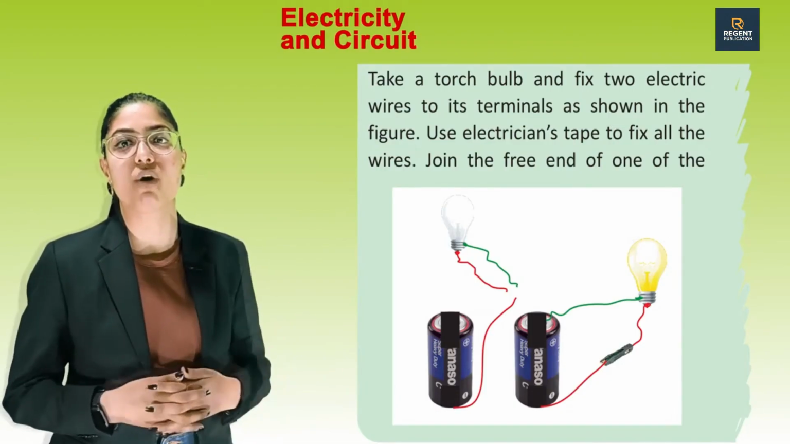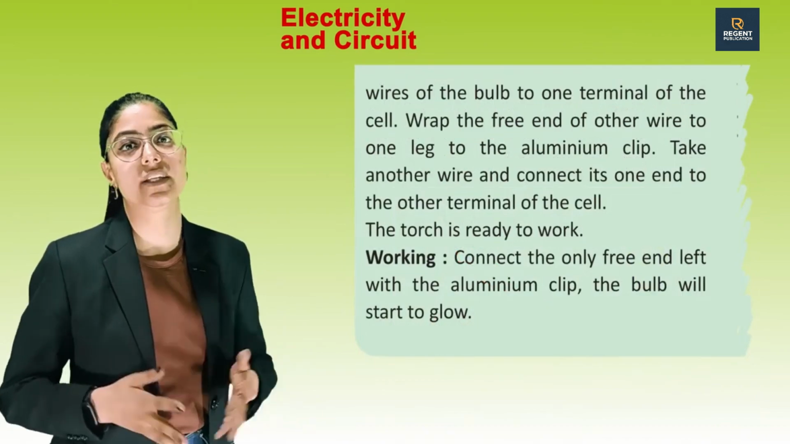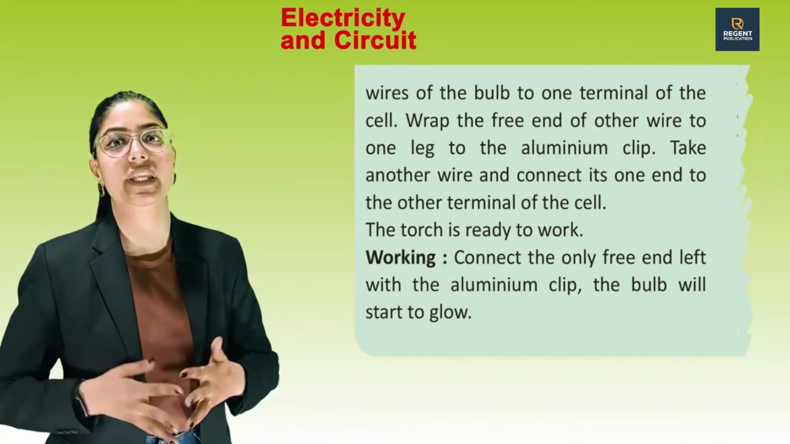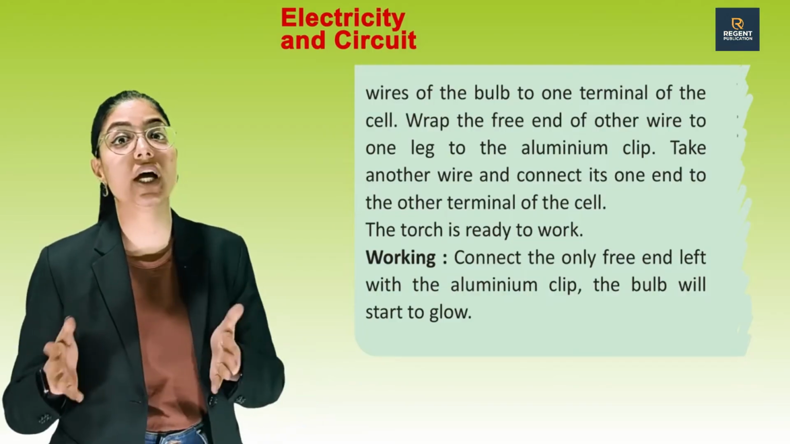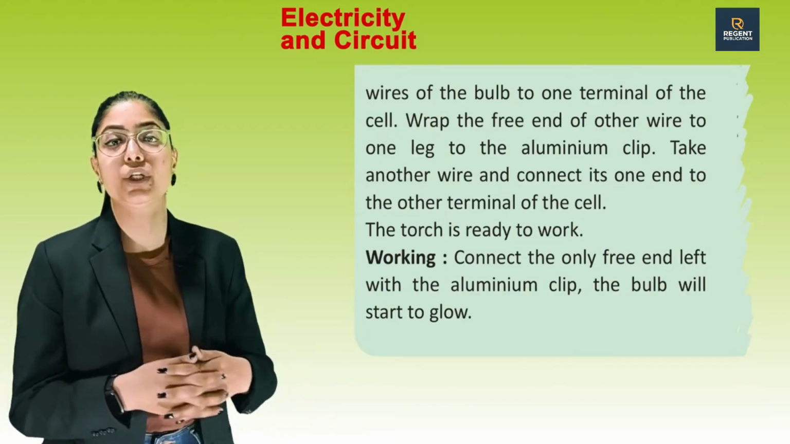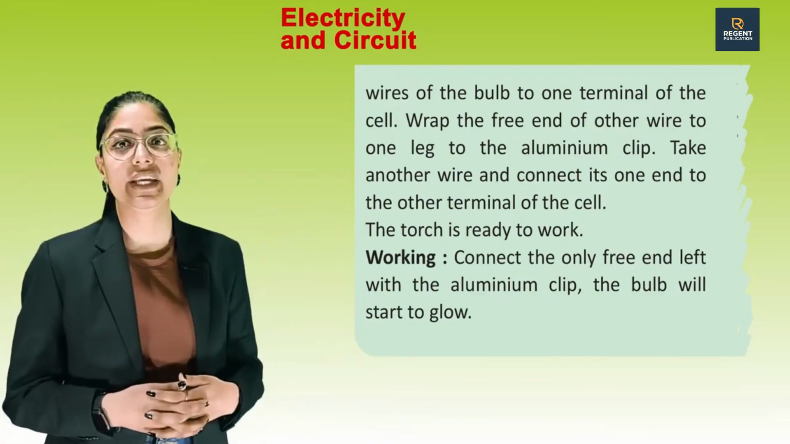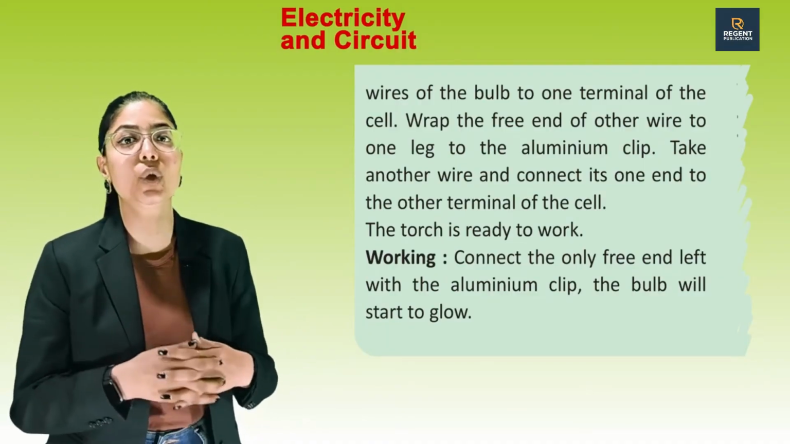Join the free end of one of the wires of the bulb to one terminal of the cell. Wrap the free end of the other wire to one leg of the aluminium clip. Take another wire and connect its one end to the other terminal of the cell. The torch is ready to work. Working: connect the only free end left with the aluminium clip. The bulb will start to glow.